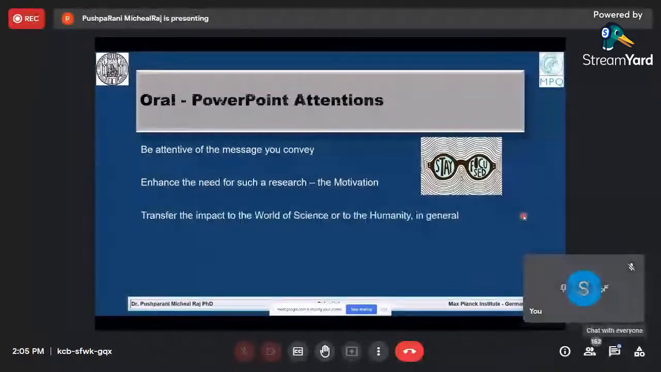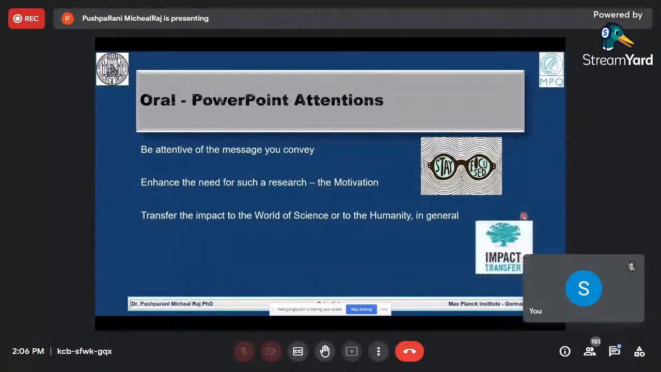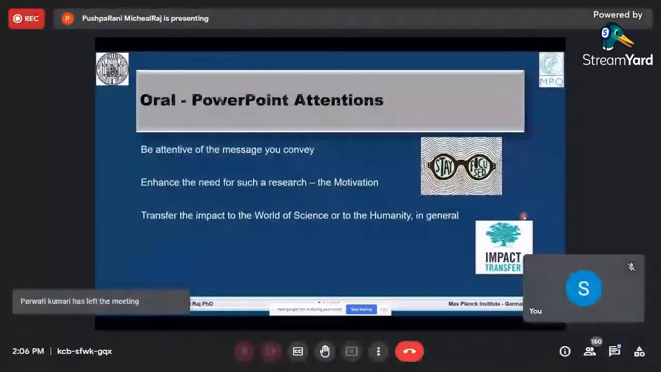Enhance the need for research. So be motivated, okay? And transfer the impact to the world of science or humanity, in general, any topic. Because impact transfer, I think we need to enable the cross-border transfer of solutions. So for example, mathematicians were doing mathematics for a long time. Physicists were doing physics for a long time. It's not that anymore. We are very, very interdisciplinary. We have become more interdependent.